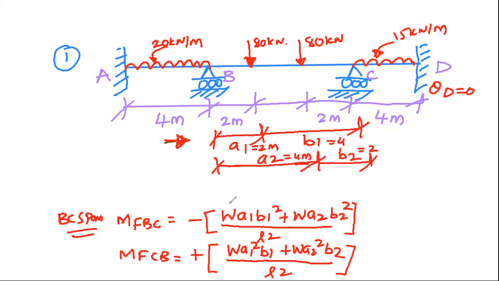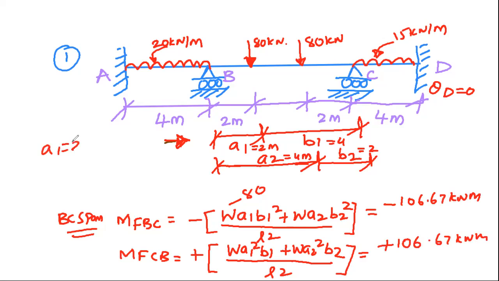So you just substitute the values over here. W is nothing but 80. A1 is 2, B1 I have given over there. You just put the values. That's all, this is how we have to calculate. You will get the values as minus 106.67 kilonewton meter and plus 106.67 kilonewton meter. So this is how we have to substitute. All these things you might have learned in your SM.